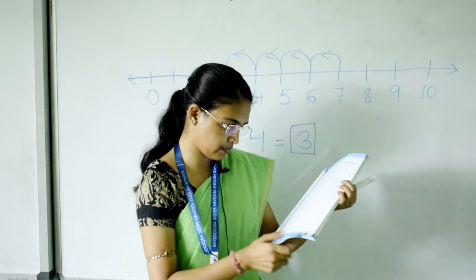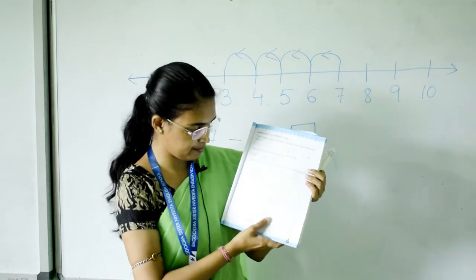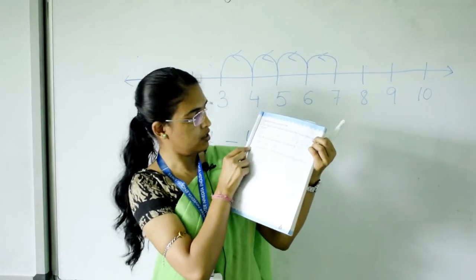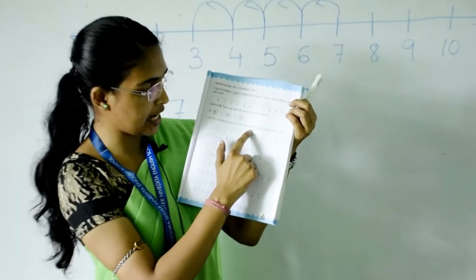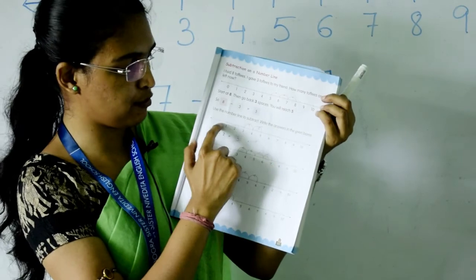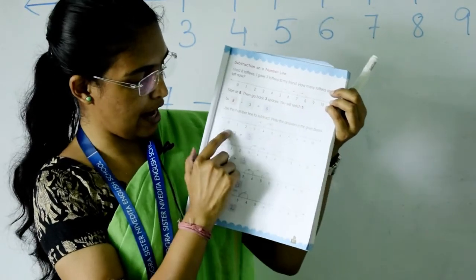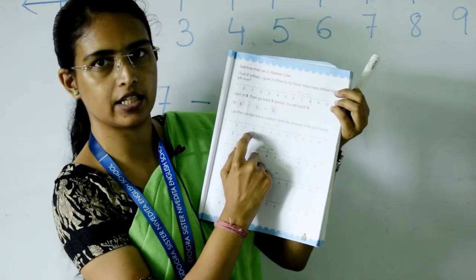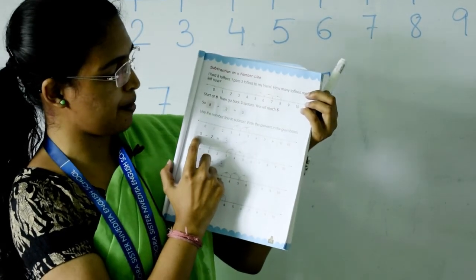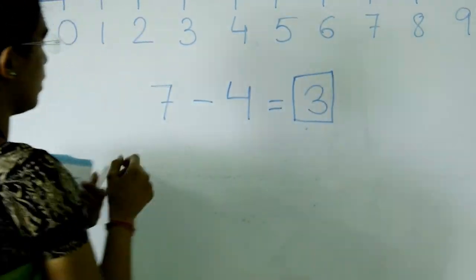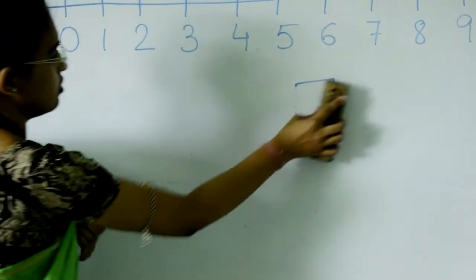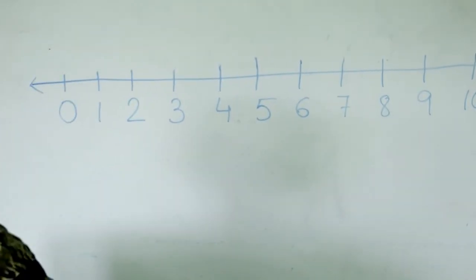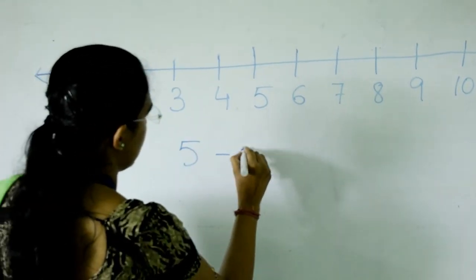Now look here in page number 25. What is the question? Use the number line to subtract. Write the answer in the given box. We have to use this number line, okay, and find out the answer of the given question and write the answer in this box. So first question is 5 minus 2. So if I show it here, 5 minus 2, right? Our question is 5 minus 2.